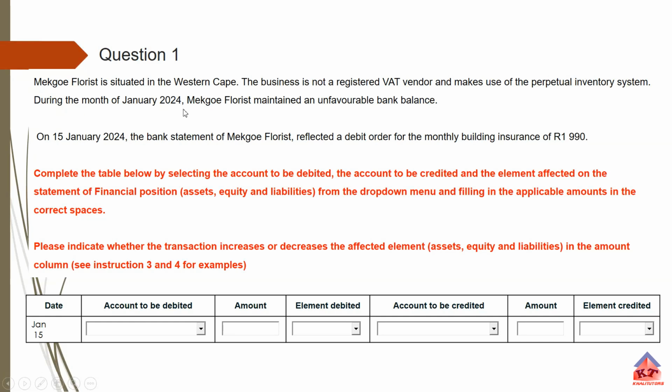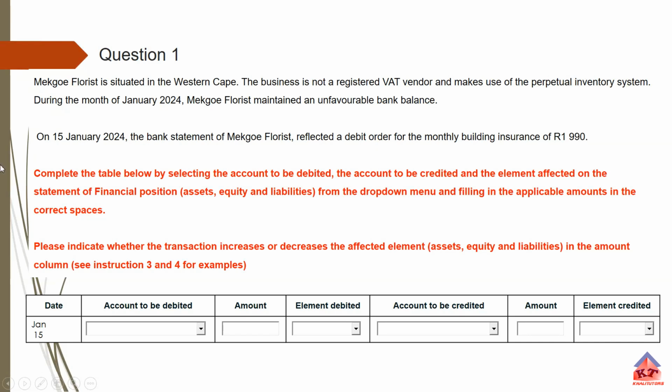During the month of January 2024, Mehua Florist maintained an unfavorable bank balance. Okay, so whenever they mention that they have an unfavorable bank balance, they mean that they have a negative balance in the bank. So whatever bank transaction that they make, they'll be increasing their overdraft. And you must remember that overdraft is a liability. On 15 January 2024, the bank statement of Mehua Florist reflected a debit order for the monthly building insurance of 1,990. You need to take into account that this debit order increases their overdraft.